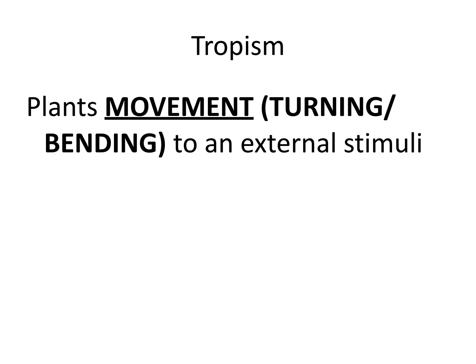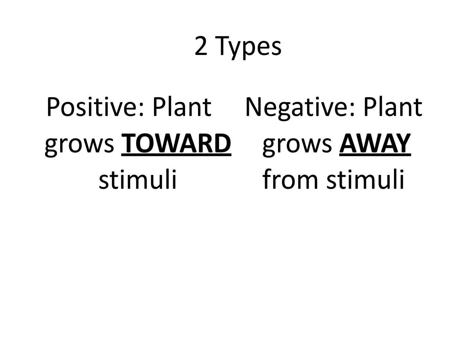Next is tropisms. Tropisms, by definition, is this right here. It's all about plants moving. There are 2 different types of tropisms. I want you to make a T chart on your notes. There's 2 types. There's positive and negative. Just make a T chart. Have positive on one side when a plant goes toward a stimuli, and have negative on the other side and have plant grows away from stimuli.